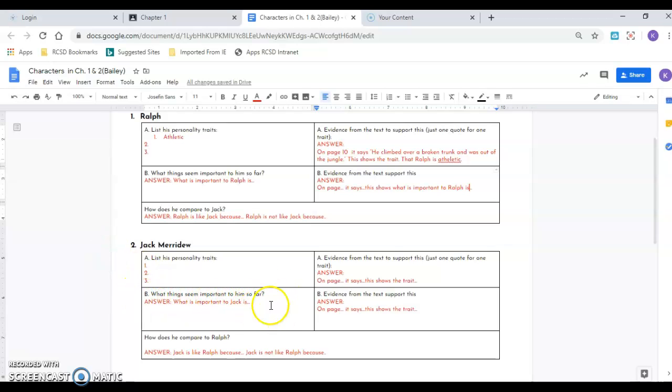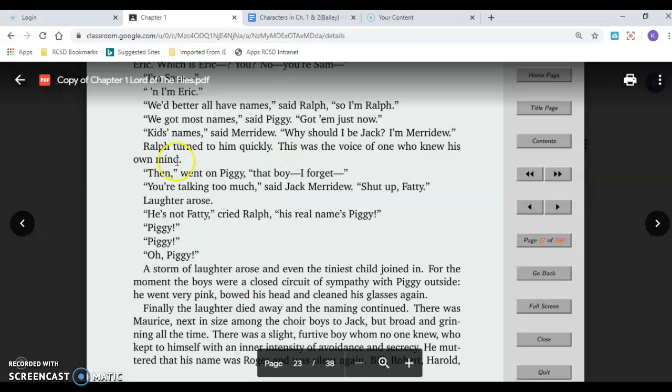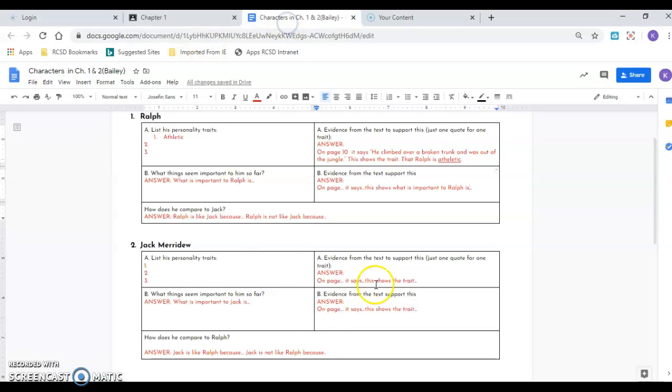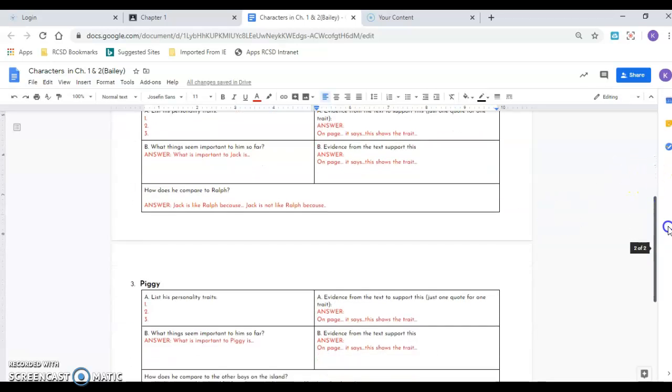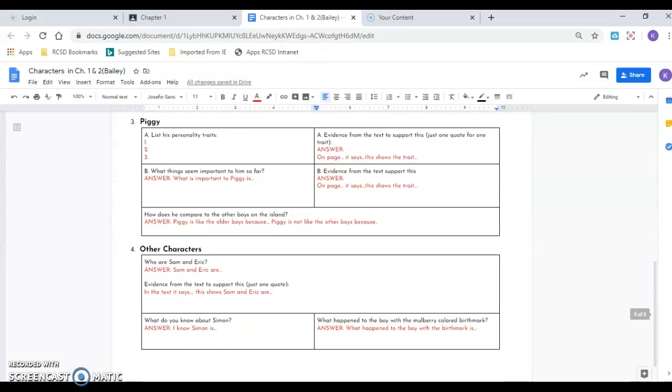What's important to Jack is, and then again, you got to find it somewhere in the text. You got to click back and forth between chapter one or chapter two and tell me how you know that. Okay, how does he compare to Ralph? Jack is like Ralph because, Jack is not like Ralph because. Tell me how they compare. Okay, and now the last couple of things.